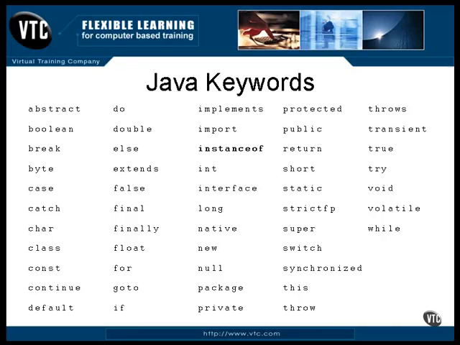The instanceof keyword is also a Boolean operator that returns true or false, depending on whether or not an object is a member of a certain class or implements a certain interface. Remember, if a class implements an interface, all the subclasses inherit that implementation of the same interface.